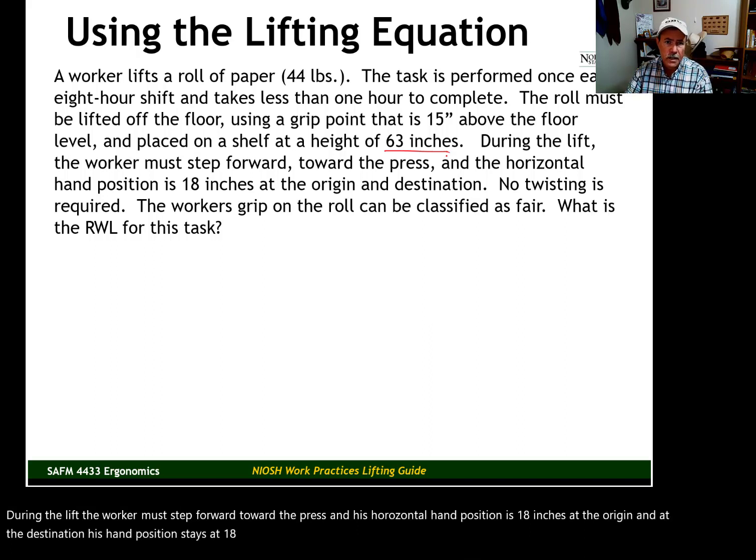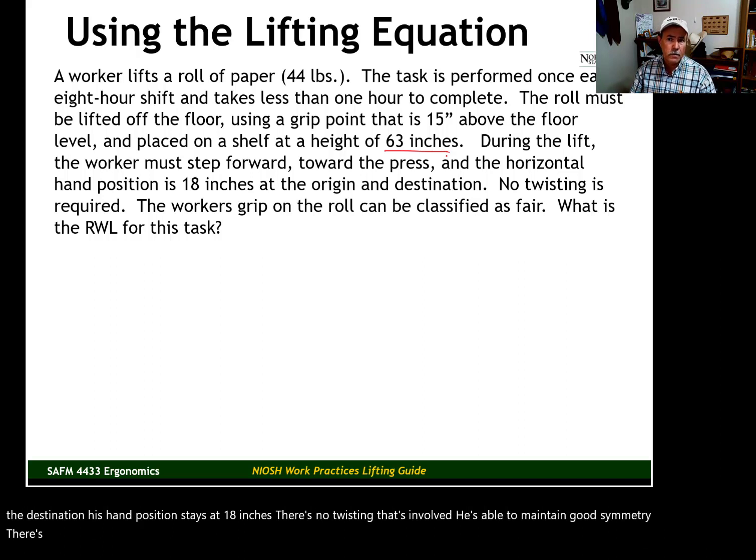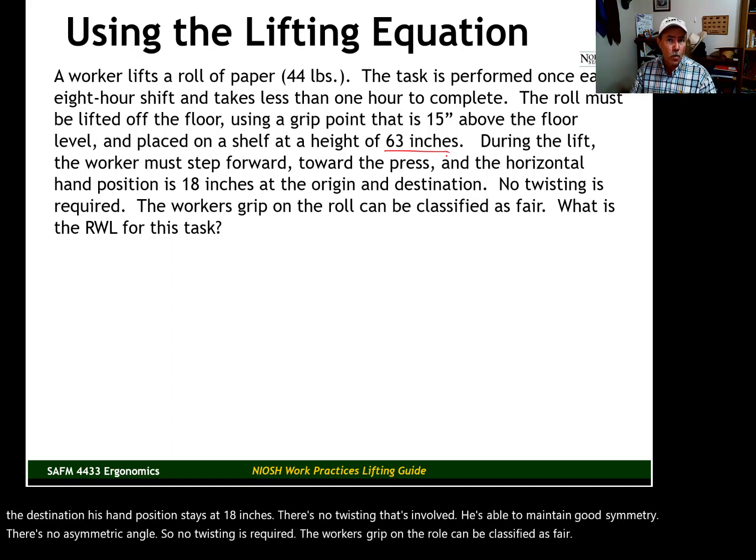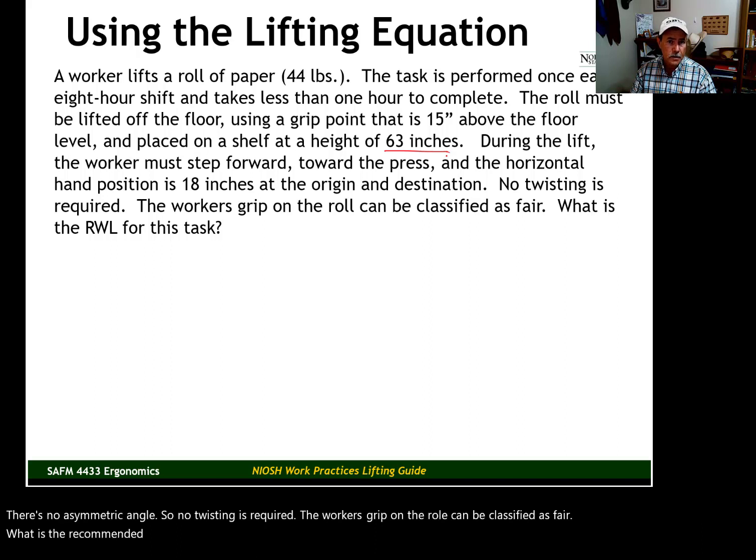There's no twisting that's involved. He's able to maintain good symmetry. There's no asymmetric angle, so no twisting is required. The worker's grip on the roll can be classified as fair. What is the recommended weight limit for this task?